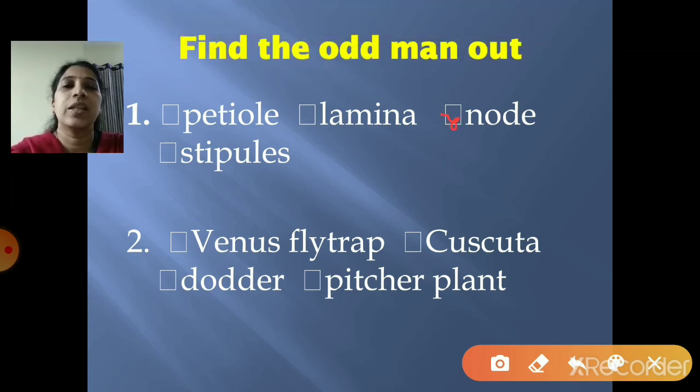Next is Venus flytrap, Cuscuta, dodder and pitcher plant. Now if you can see this, children, Venus flytrap, dodder and pitcher plant are plants which consume insects, and Cuscuta is a parasitic plant. So Cuscuta will be the odd man out. So in this way, children, you will select the odd man out.